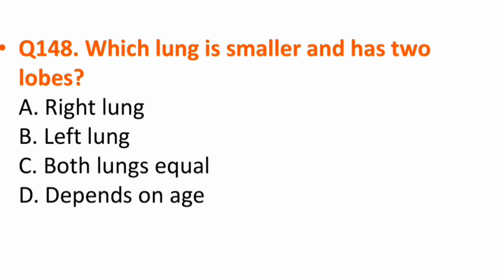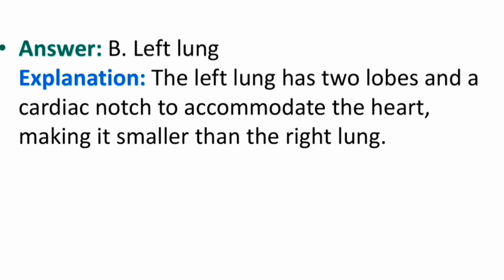Which lung is smaller and has two lobes? Option A, right. Option B, left lung. Option C, both lungs equal. Option D, depends on age. The correct answer is option B, left lung. The left lung has two lobes and a cardiac notch to accommodate the heart, making it smaller than the right lung.